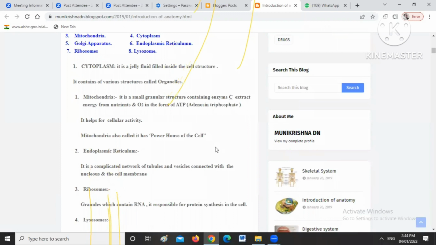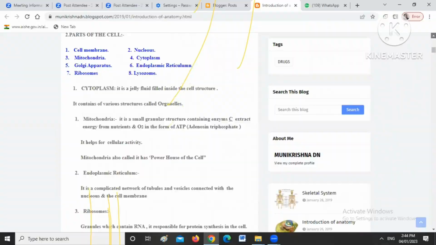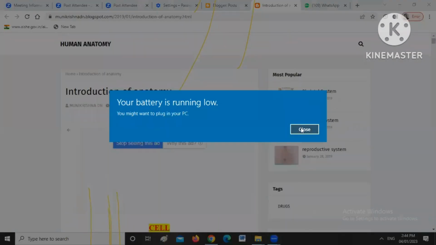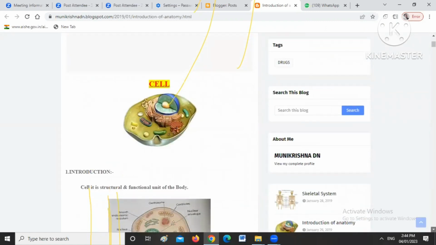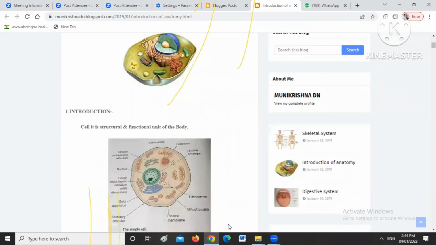Second one is endoplasmic reticulum. Just see the diagram. Endoplasmic reticulum comes in two types. One is rough endoplasmic reticulum and the other is smooth endoplasmic reticulum. This is smooth, there is no hair-like structure. But rough endoplasmic reticulum, the corners or edges contain the hair-like structures.